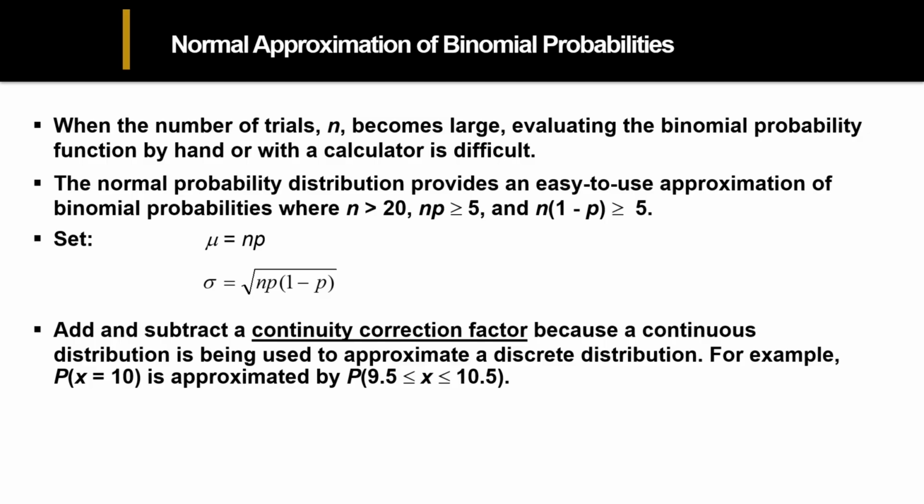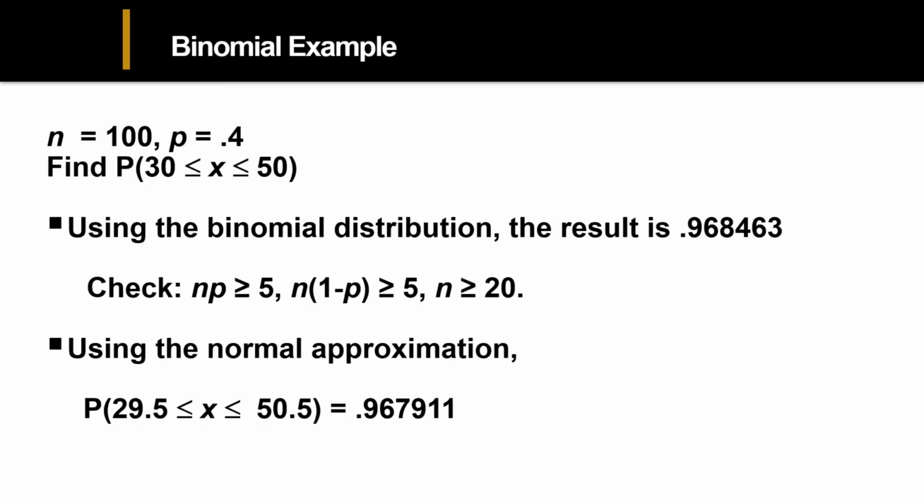So it is smooth now. So we change x equals 10 in the binomial to probability that x is greater than 9.5 but less than 10.5. So we add just a little bit there. It's called a continuity correction factor. Let's do a fast example.